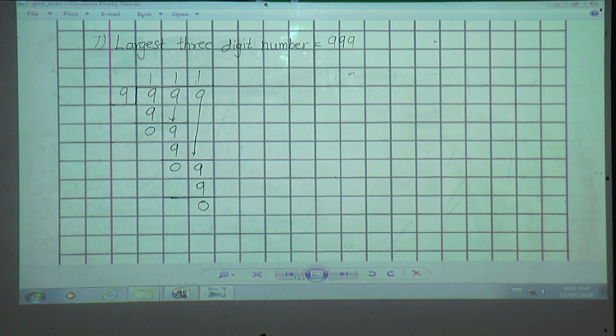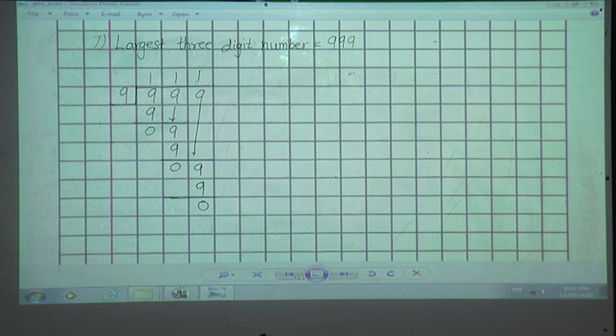If we divide the largest 3-digit number by 9, then we will get the answer 111. So in this way you can solve this example, that is 7th number. You should know the largest 3-digit number. Which is the largest 3-digit number? 999. So our question is divide the largest 3-digit number by 9. So here we have done the division, that is 999 by 9. So after solving this example, we got the answer 111. In this way you can solve this example by your own also, by taking the largest 4-digit number by 9.